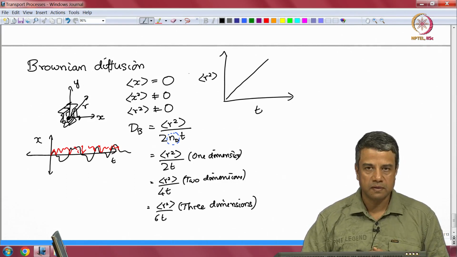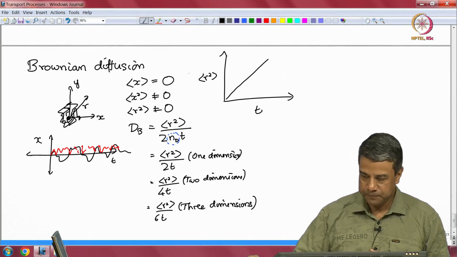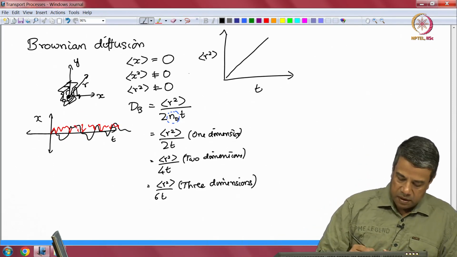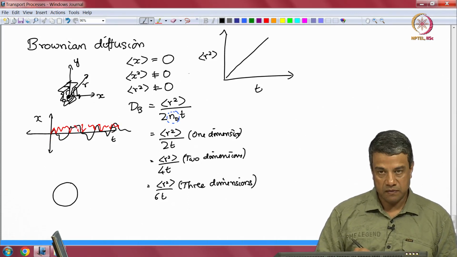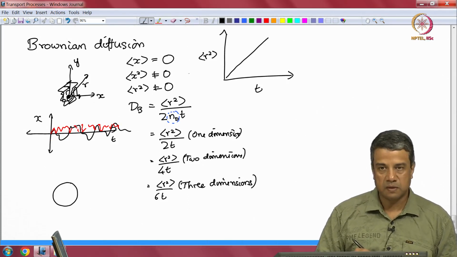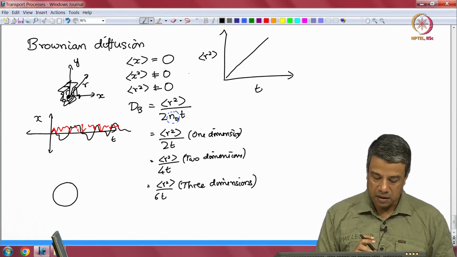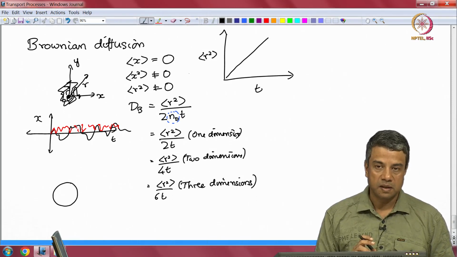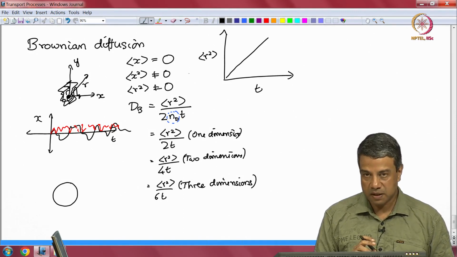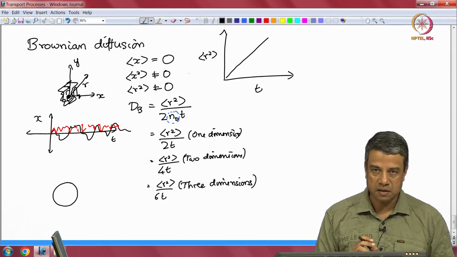For that we have to look at the physics of why Brownian diffusion takes place. If I have a colloidal particle, a micron or so, in a solvent whose molecules are much smaller, for example, for liquids like water and so on, the size of the molecules is of the order of angstroms, 10 power minus 10 meters. The size of a colloidal particle is a micron or so, 10 power minus 6 meters. So, the particle is much larger than the molecules.